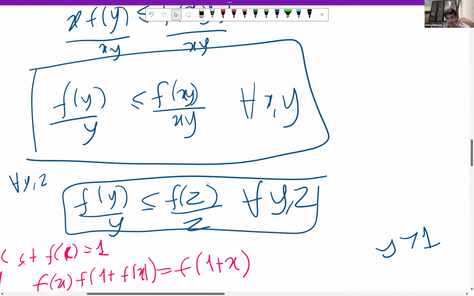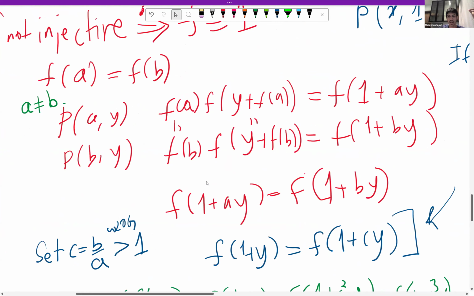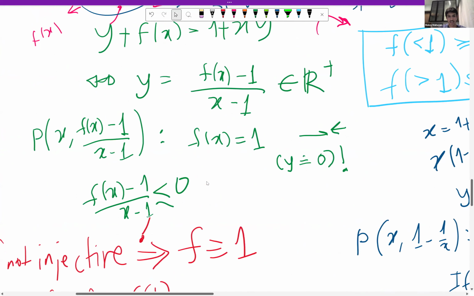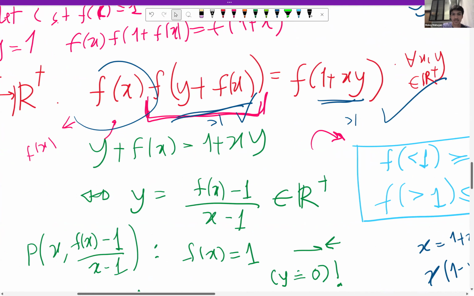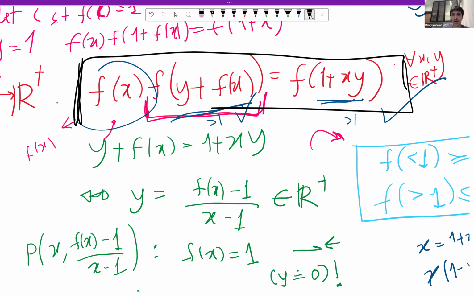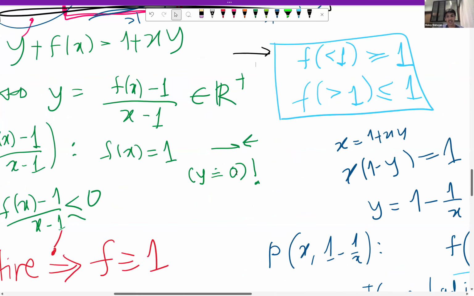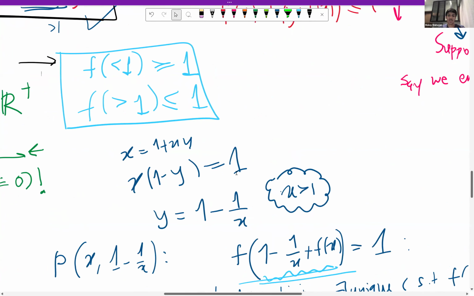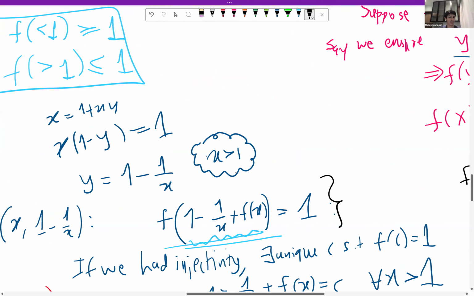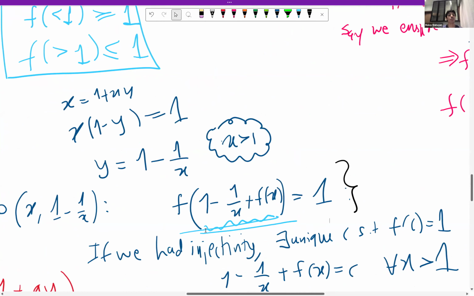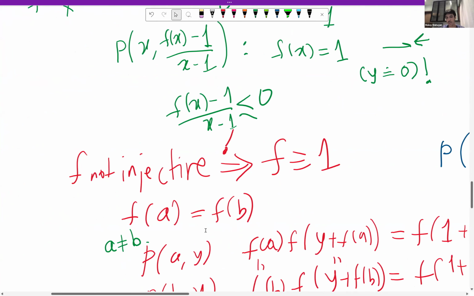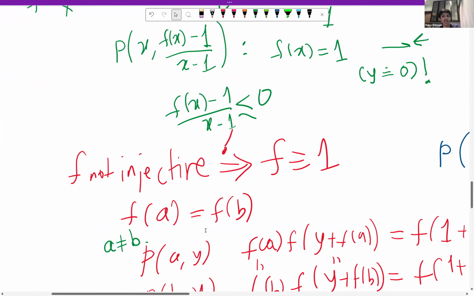So going by the earlier problem's idea, we tried to do some bounding, and we realized this bound for f of n. Again, we tried to force two things to be equal, or they can't be equal, so we got an inequality. Then we realized that if we have injectivity, then we would be done, because you just get f of x is 1 by x. So we now assume it's not injective, and our goal is to prove it's 1.